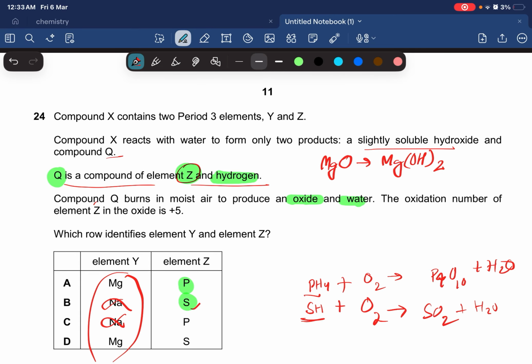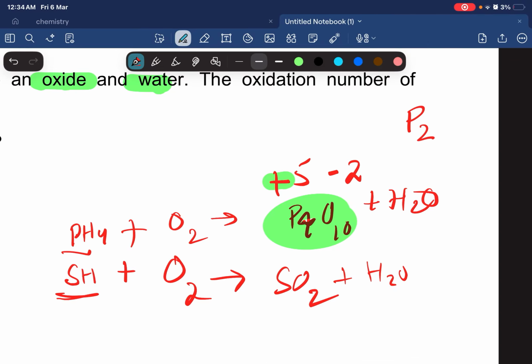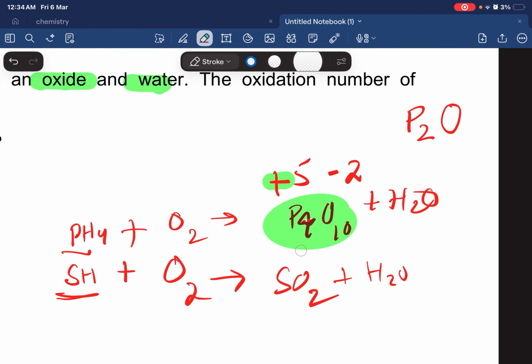The oxidation number of element Z in the oxide is +5. This is the oxide. Look, over here, the oxidation number of phosphorus is +5, and for oxygen it's -2. Check it for yourself. -2 for oxygen in P4O10, yeah? And +5 for phosphorus in P4O10, yeah? Whatever, I just know that my phosphorus has an oxidation number of +5.